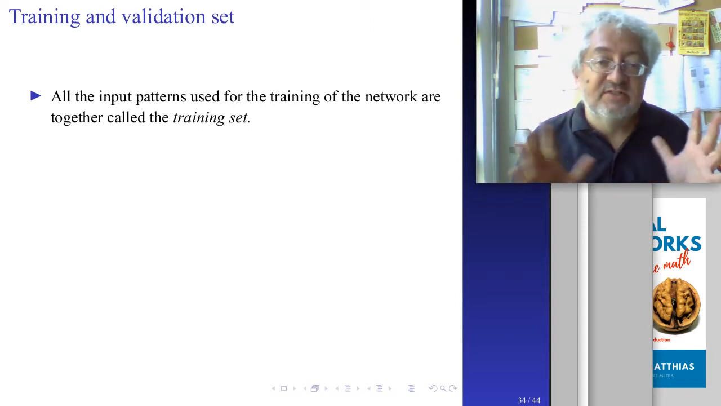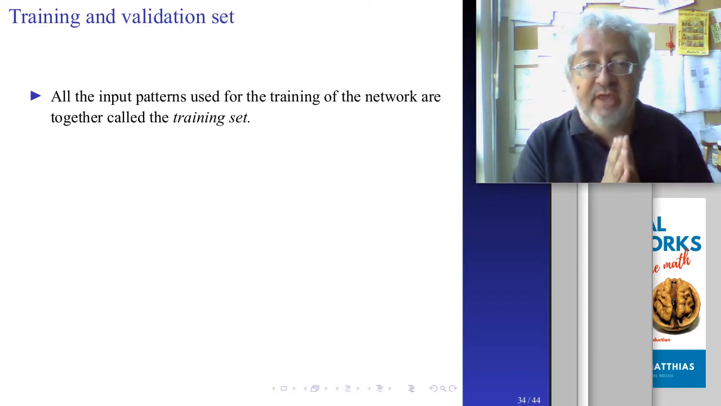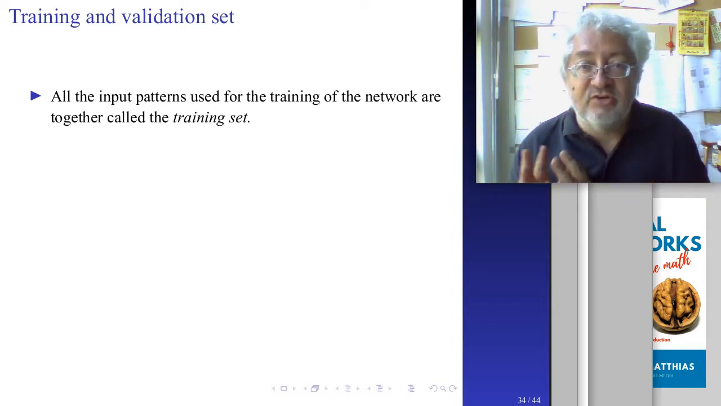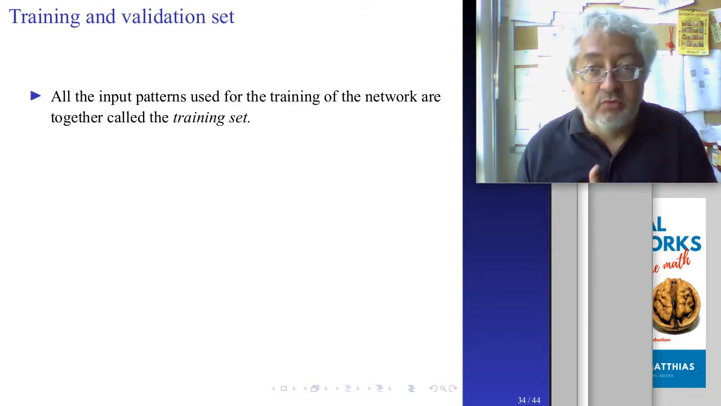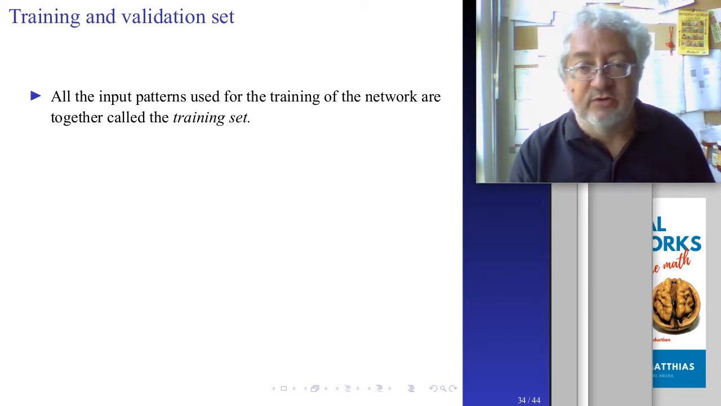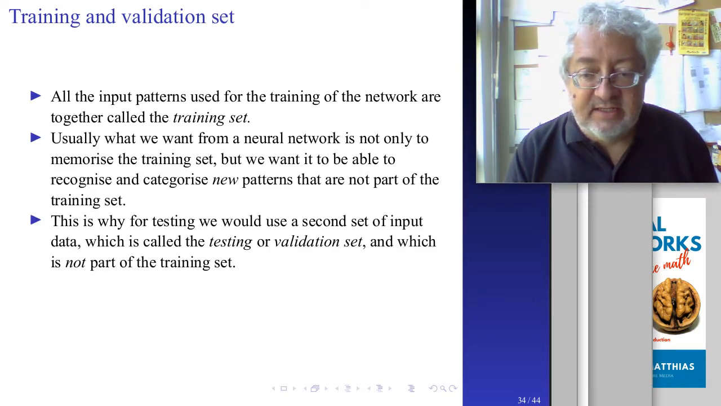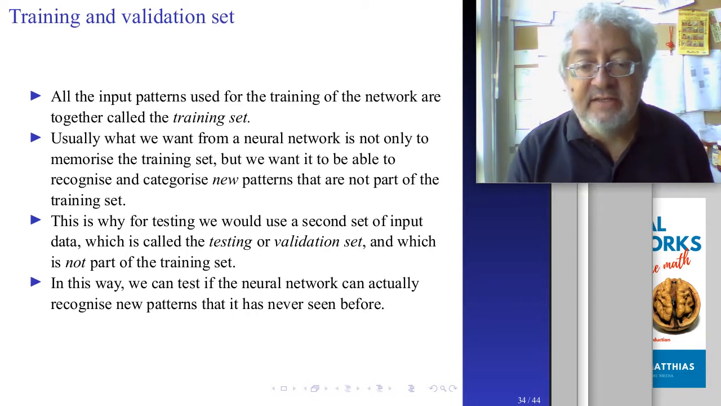So this is why we separate our original bunch of data into one training set that we actually train with, and one validation set that the network does not train with, but that we can use to validate, to prove that it has actually learned correctly. And yeah, this is all explained here. In this way we can test if the neural network can actually recognize new patterns that it has never seen before.